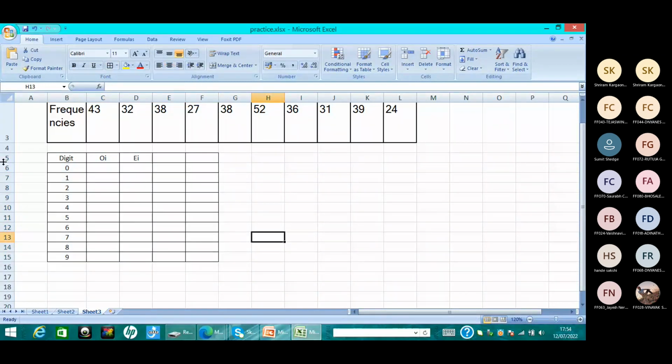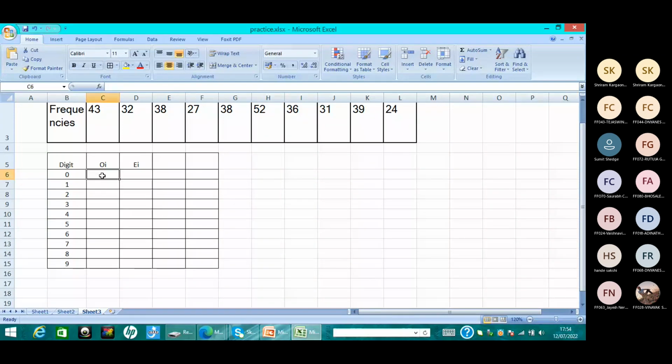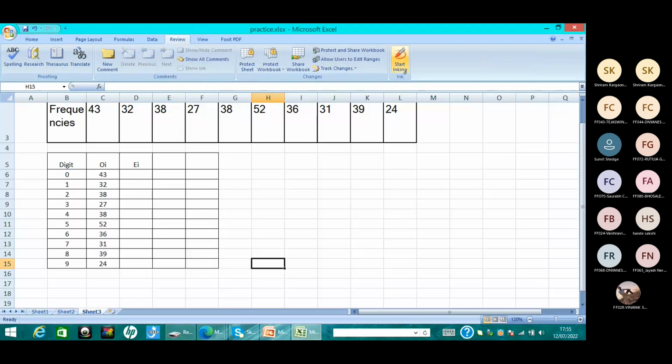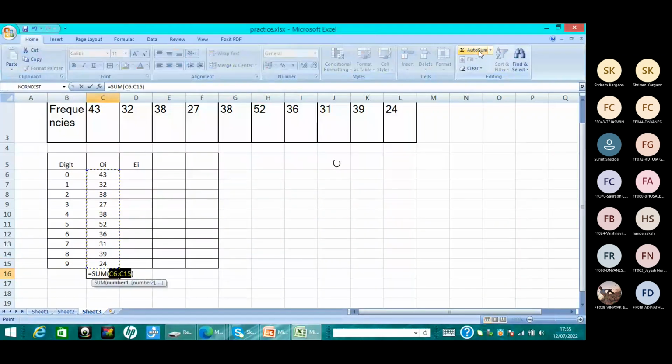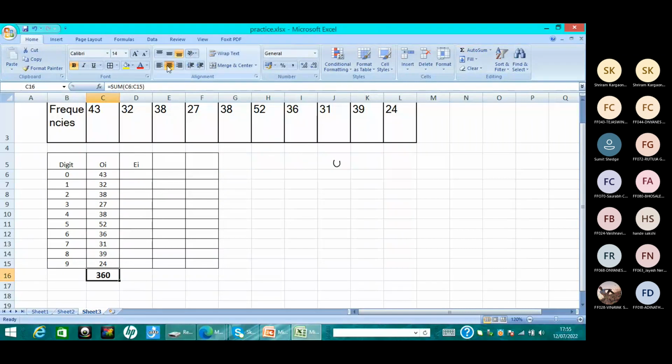Okay. So now observed values are given here: 43, 32, 38, 27, 38, 52, 36, 31, 39, and 24. Okay, something is missing. 43, 32, 38. Okay, here it is. Okay, here 52 and here. So when you say uniform distribution under H0, this is very important, note it down somewhere. So what is the total frequency? First of all, get the total frequency because we need it. So here you get total 360. Total observed frequency is 360.